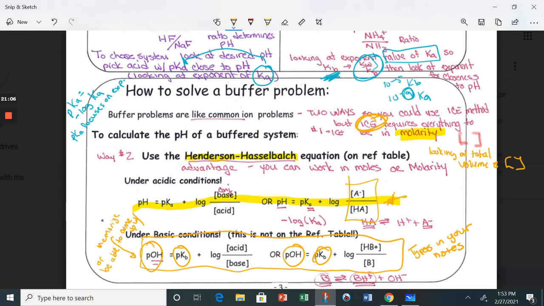Okay, so this is the base. When it's base, if you're going to use the HH towards base and not convert it into the Ka, because you can go back and forth, make sure you make that change in your notes.